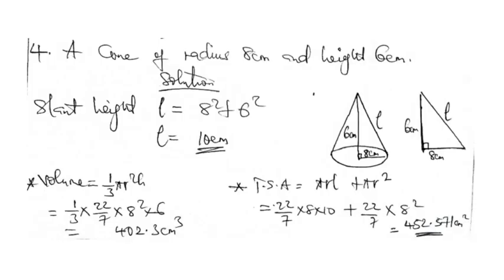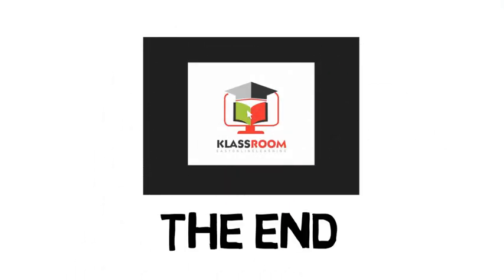The TSA is pi rl plus pi r squared, which is 22 over 7 times 8 times 10 plus 22 over 7 times 8 squared. When simplified, will give us 452.571 centimeters squared. The volume is 1/3 pi r squared h equals 1/3 times 22 over 7 times 8 squared times 6. When multiplied and simplified, we have 402.3 centimeters cubed. That brings us to the end.